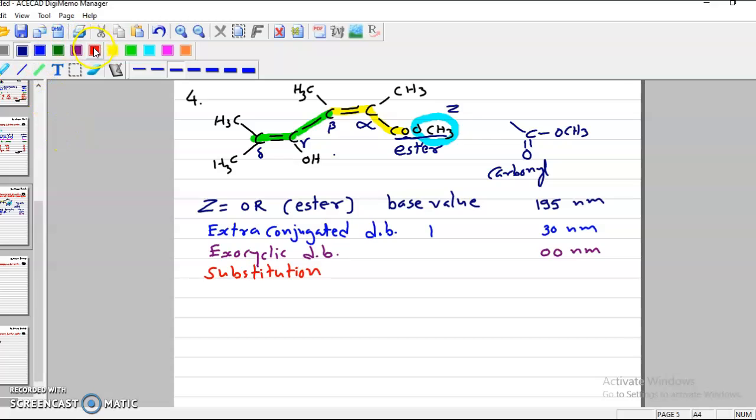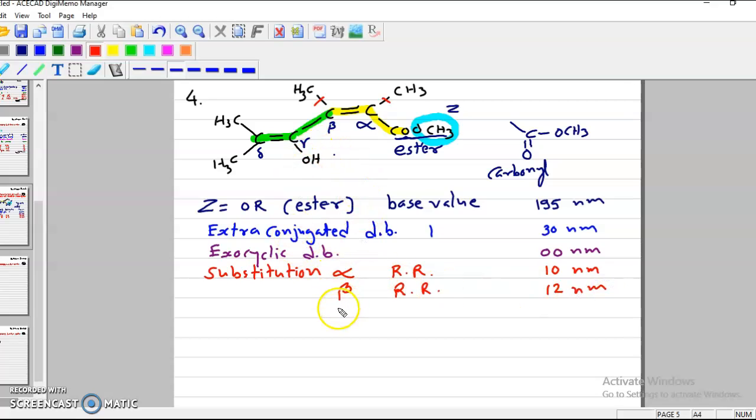Now we will find out what is substitutions with alpha carbon. This alkyl group is attached to this, so that is called ring residue at alpha carbon, and therefore we will put 10 nanometer for alpha substitution of ring residue. Next is beta carbon. Beta carbon is also having one CH3 group, that is alkyl substitution. So at beta carbon again there is one ring residue, that is substitution of alkyl group. So for that we will put 12 nanometer.